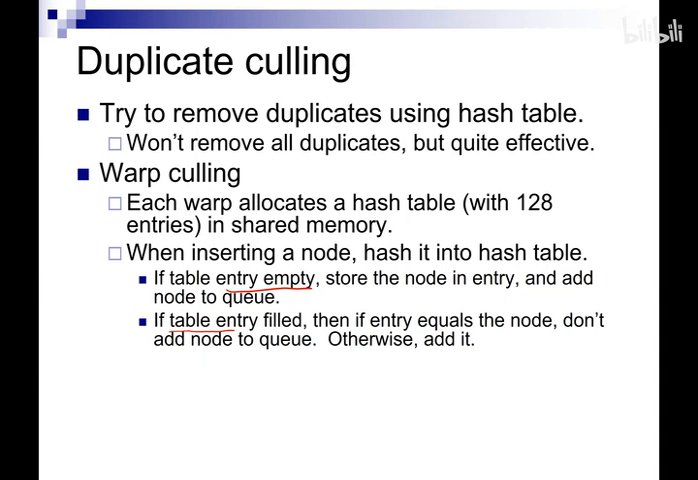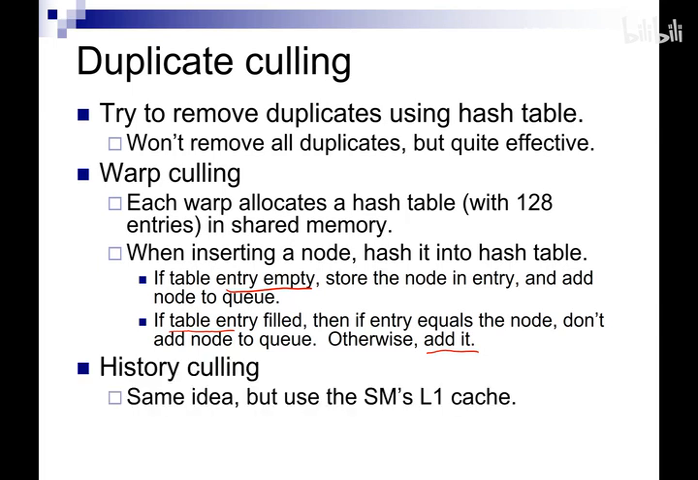Okay, so you know that a different node has already been added to the queue, but you don't know whether your node has been added to the queue. Okay, so in that case, to be safe, we're going to add our node to the queue, because maybe it's not in the queue yet. So that's the warp culling method, where each warp has its own hash table.